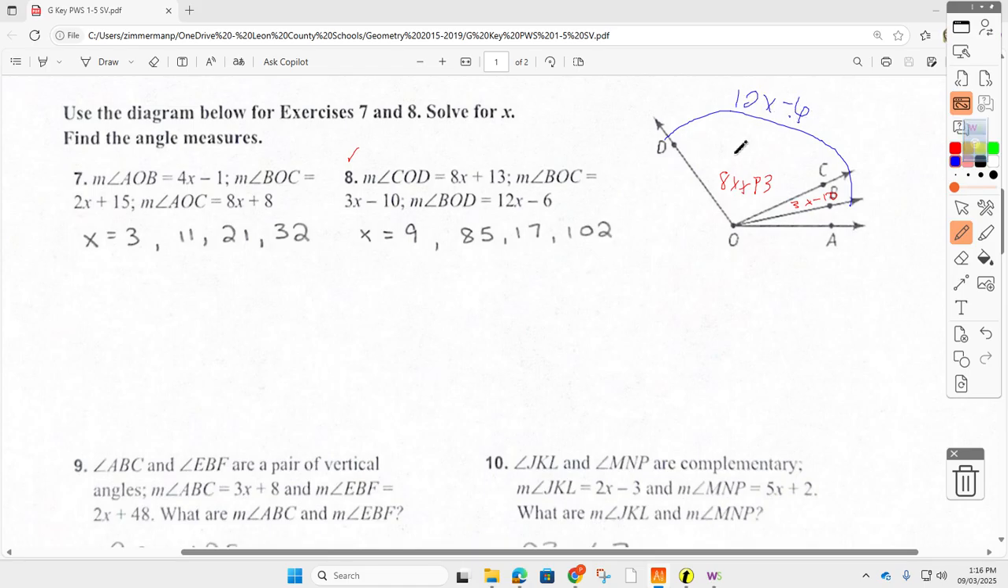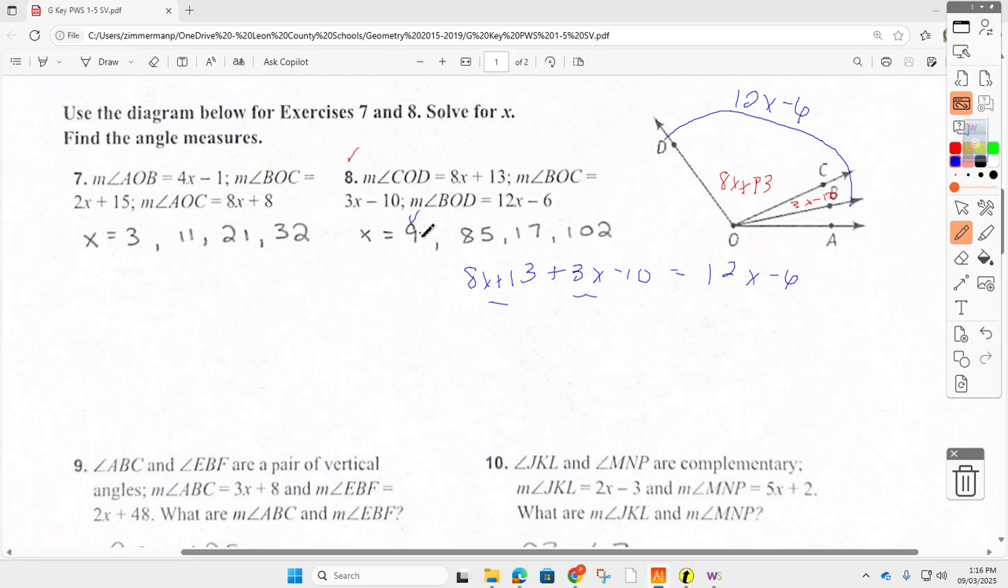So much like the segment addition postulate, this angle addition postulate says if there's this big angle, it's split up by a ray. Now we have two parts of that big angle. This part plus this part equals that part. Okay? So it's 8x plus 13 plus 3x minus 10 equals 12x minus 6. You're combining your like terms. And I'm not going to solve that whole equation. But when you solve this equation, you do get x equals 9.